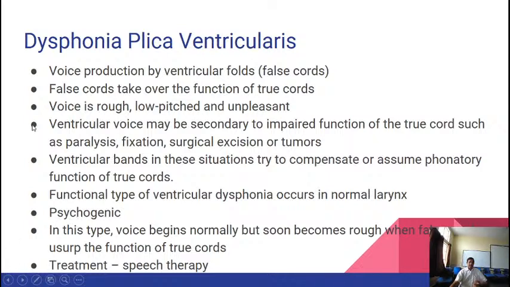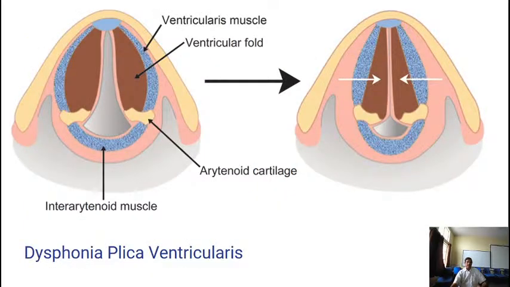Sometimes if these organic lesions are not there, the voice becomes normal but soon becomes rough when the false cords start taking over the true vocal cord functions, and treatment is by speech therapy. So this may be asked as a short note: dysphonia plicaventricularis. That means the vocal cords are not vibrating properly, and the function is taken over by the false vocal cords. These are the false vocal cords. They move and then produce the sound.